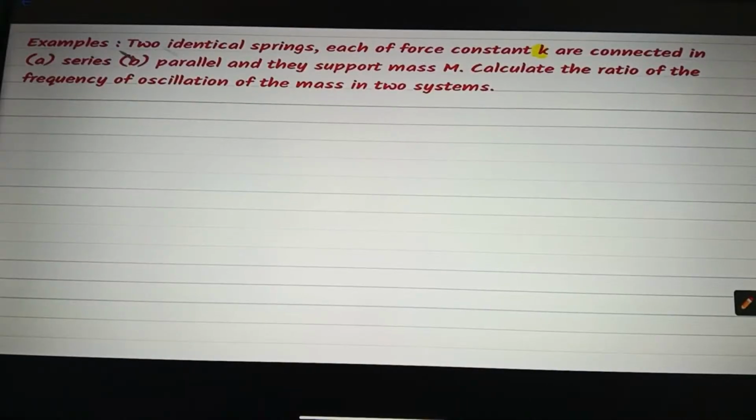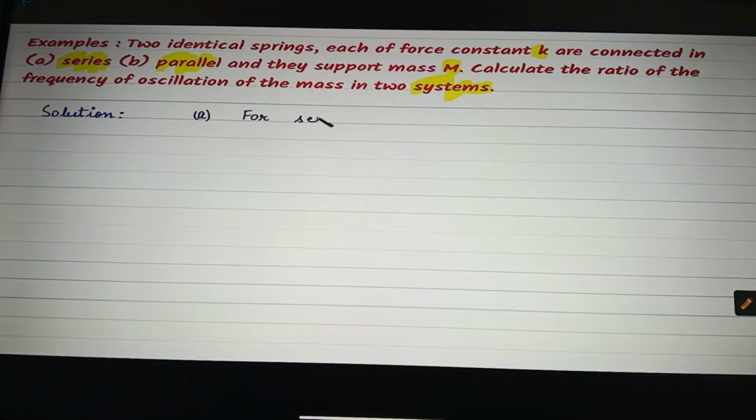Let's do this question. Two identical springs, each of force constant K, are connected in series and parallel, turn by turn, and they support a mass capital M. We need to calculate the ratio of the frequency of oscillation of the mass in the two systems. Let's solve this. First, we will consider the series combination. So let me write it down.